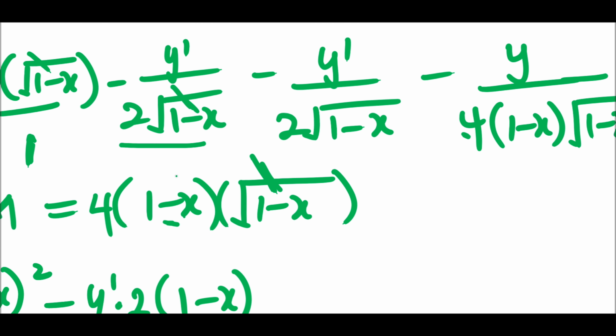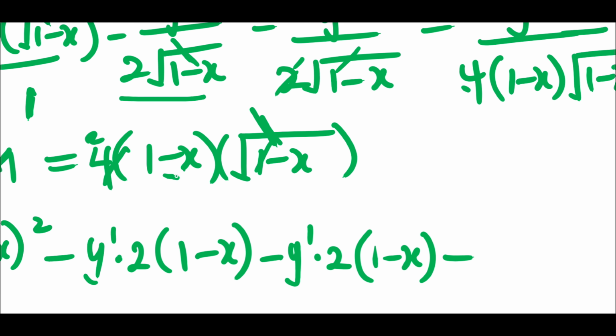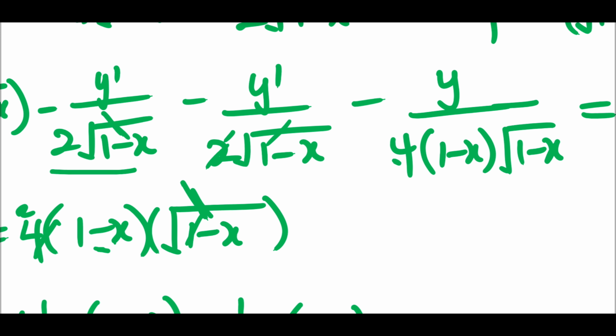We use the same LCM to multiply this. So 2 here 1, 2 here 2. Then this and this will go off. Then it's left with minus y prime. Then we have here times 2 multiplying 1 minus x in bracket. Then move to the last term at the left hand side of the equation.